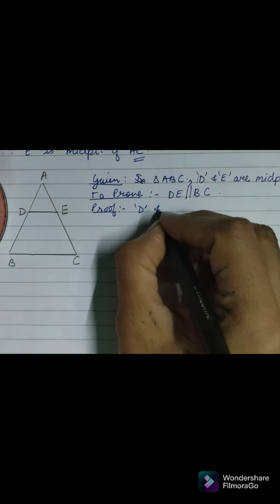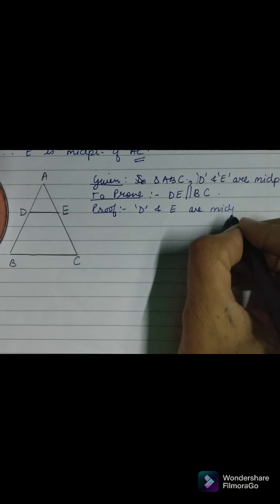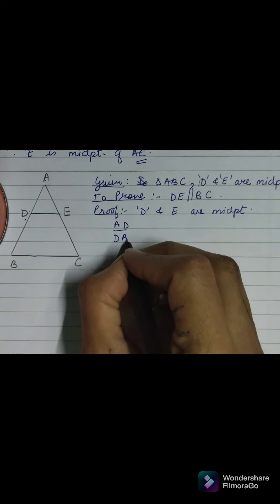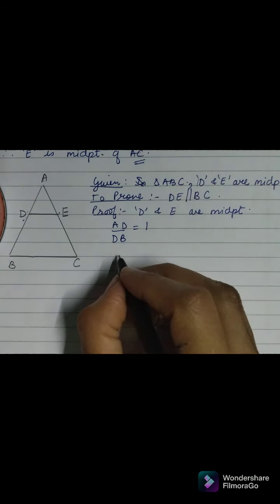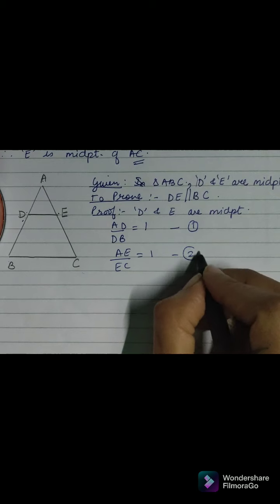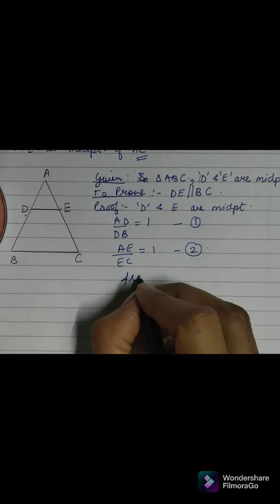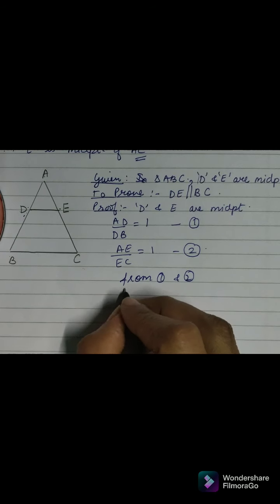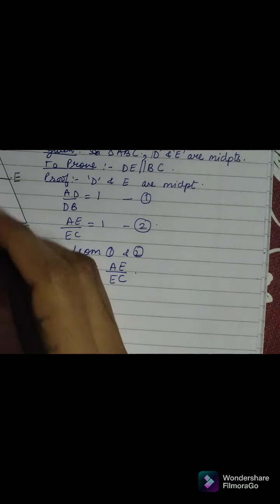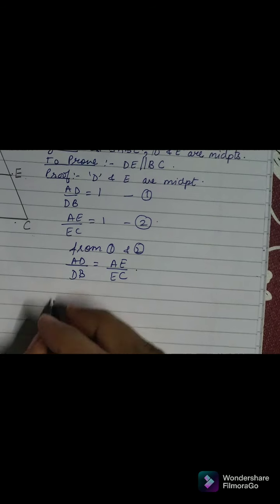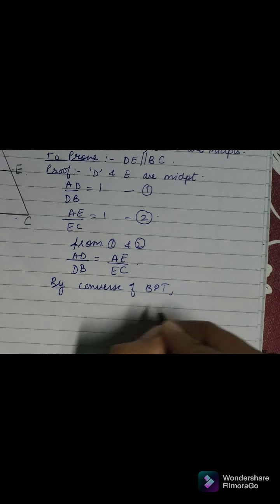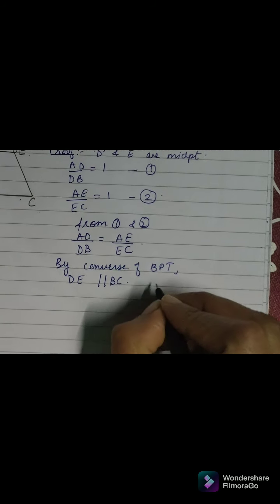So I know D and E are midpoints. So by midpoint theorem, can we say if D is the midpoint, AD upon DB is equal to 1, and if E is the midpoint, AE upon EC is equal to 1. I'm marking this as 1 and this as 2. So from 1 and 2, can I say both are equal? That is, AD upon DB is equal to AE upon EC. And if these two are equal, by converse of BPT, yes, DE is parallel to BC. Hence proved.